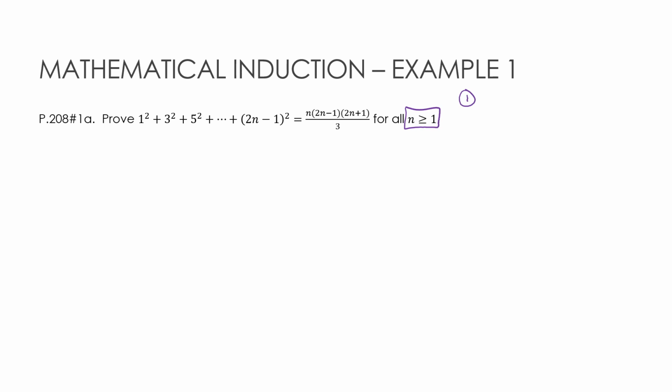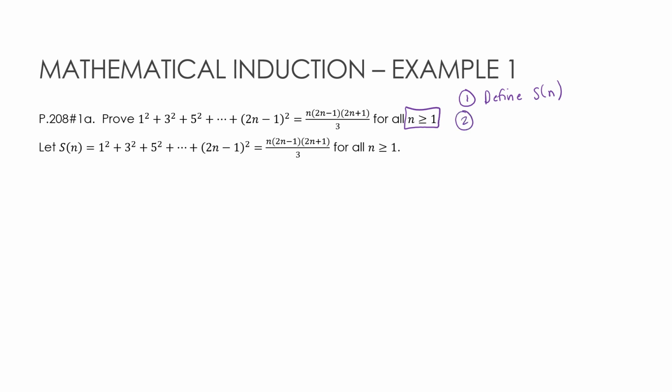So my first step is that I have to define what S of n is. S of n being, what's the statement that I'm trying to prove is true? Well, that's pretty straightforward. They've already told me what they want me to prove is true. That's my S of n. Step 2 is I need to show S of 1 is true. Now when I say S of 1, I mean the lowest element. So in this case, because n is greater than or equal to 1, 1 is my lowest element.